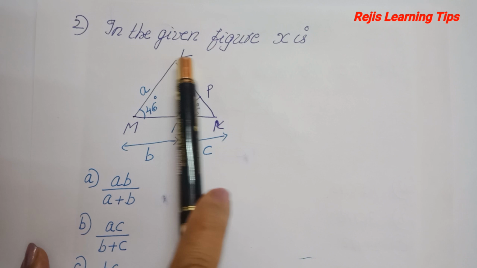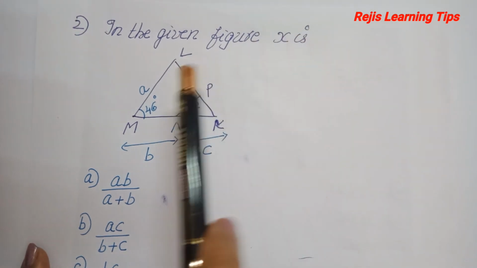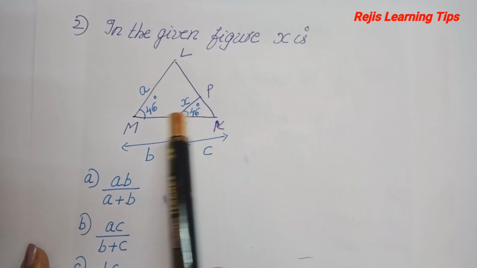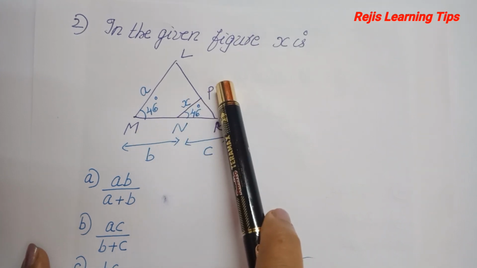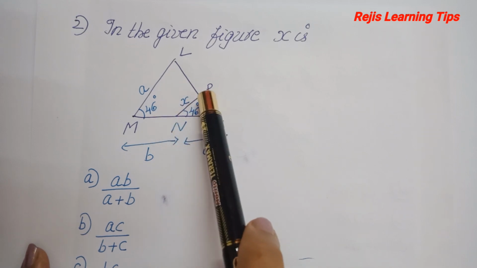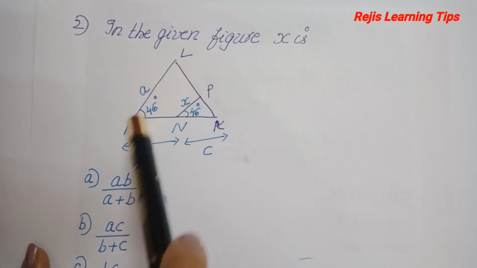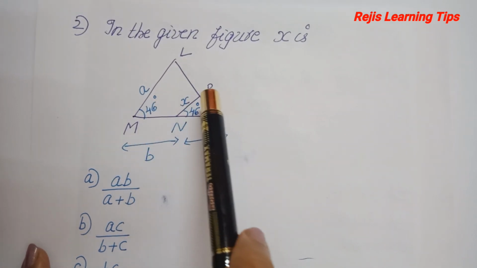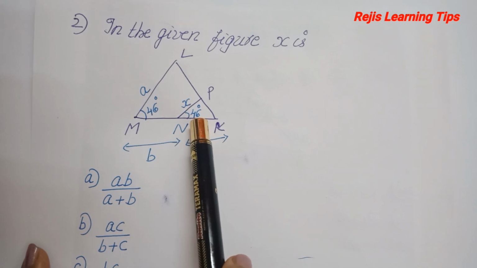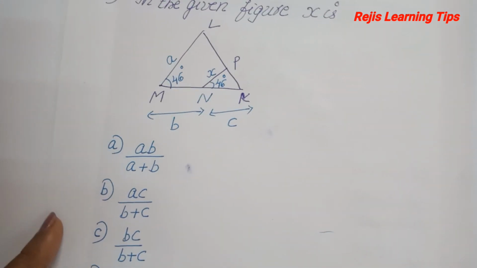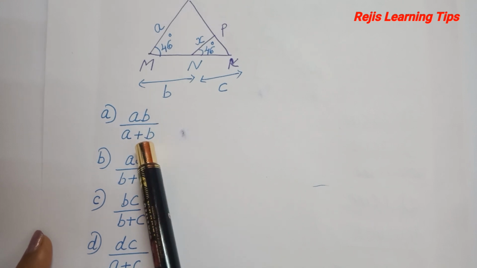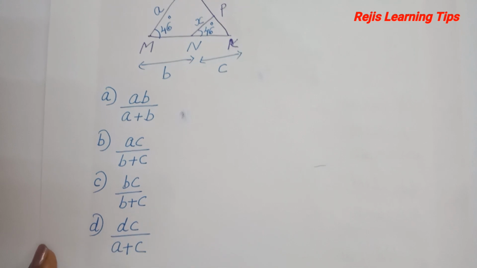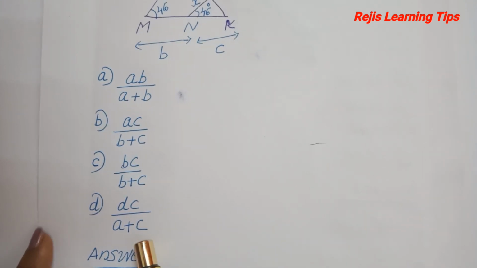Then second question. In the given figure, X is in triangle LMK, this is PN. Suppose PN is equal to X and LM is equal to A, angle LMK is equal to 46 degree, and angle PNK is also equal to 46 degree. Then options are given: A, AB by A plus B; B, AC by B plus C; C, BC by B plus C; D, DC by A plus C.